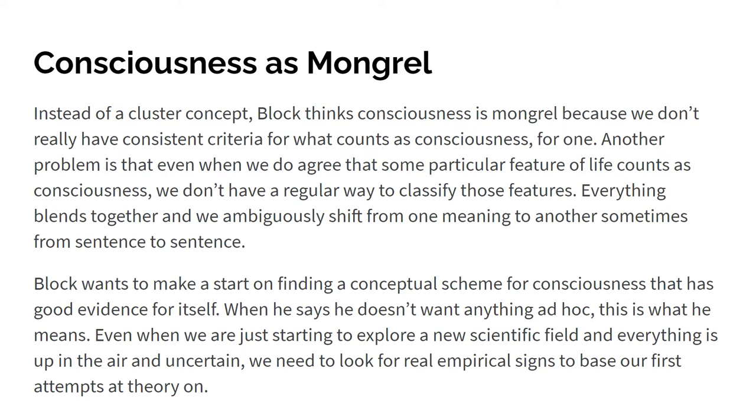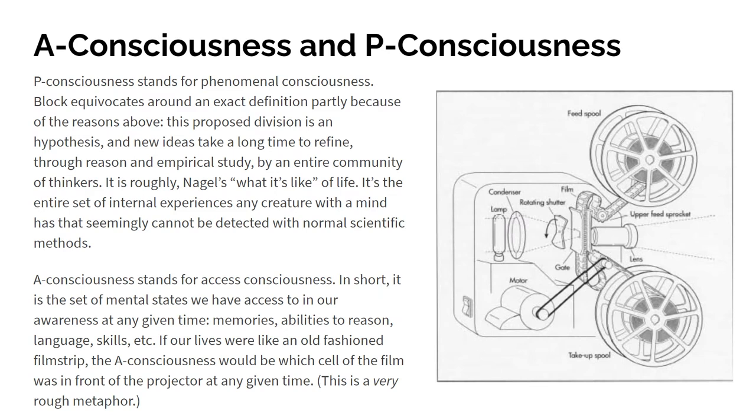So Block wants to make a start or an attempt on having a non-ad hoc, empirically based definition of what consciousness needs to include as a concept. It needs to have good evidence. You can't just make it up because it seems right. That's sort of ad hoc. Even when we're just starting to talk about new ideas, new concepts, we still need to look for real signals to begin our building up of theory and concept. And that's where he comes out with A consciousness and P consciousness.